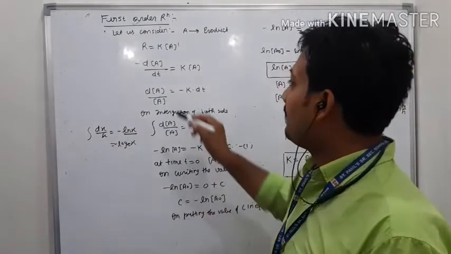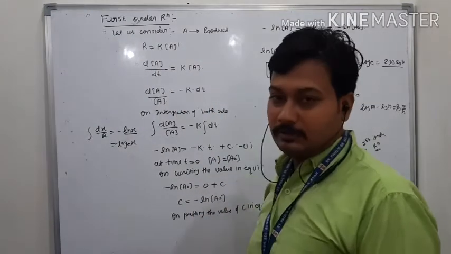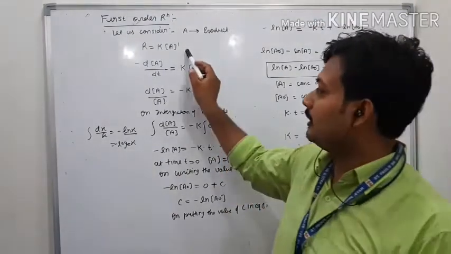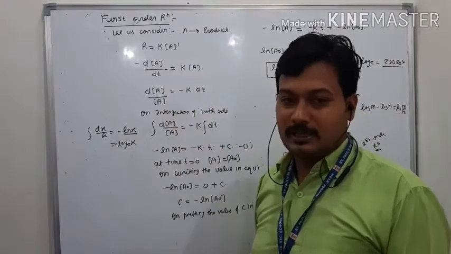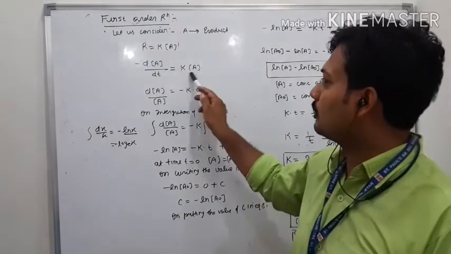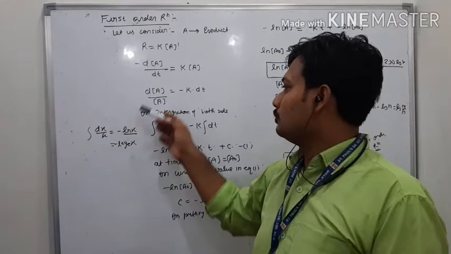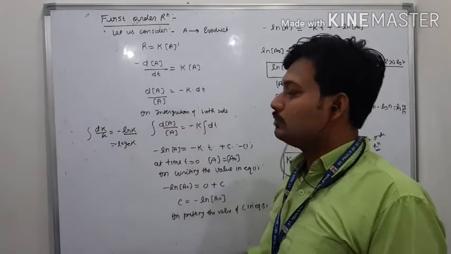See seriously, r is equal to k A to the power 1. Here the A to the power 1 represents that this is a first order reaction. We know the differential equation can be written as minus dA upon dt is equal to k into A. Here A to the power 1 is equal to A. So dA upon A is equal to minus k into dt.